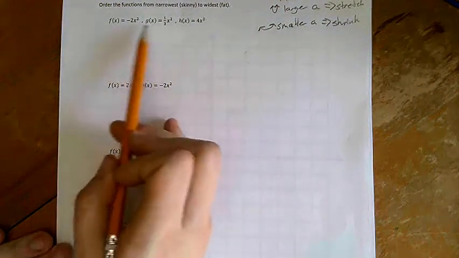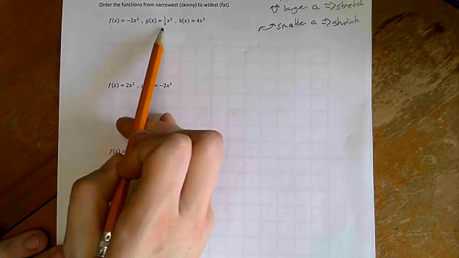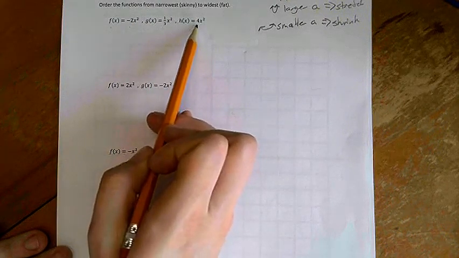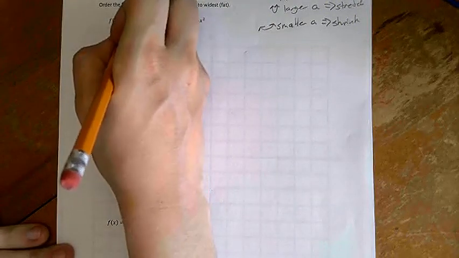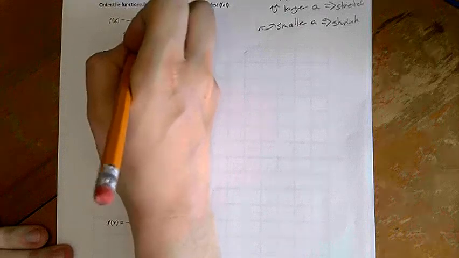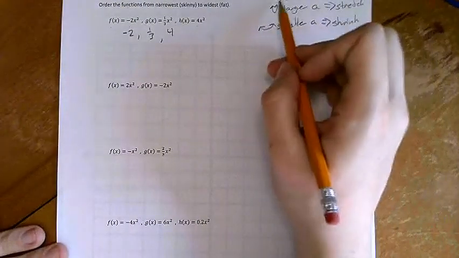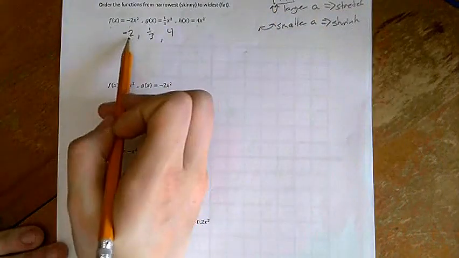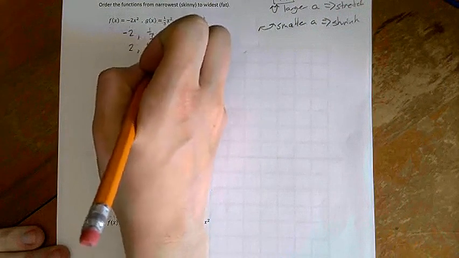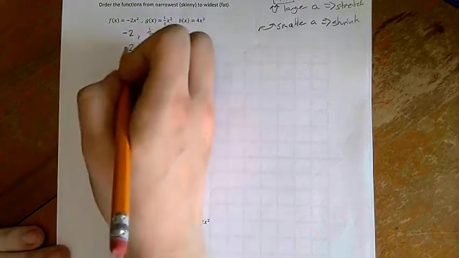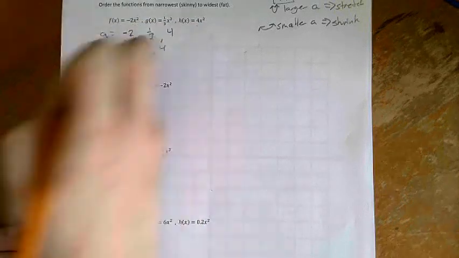With our first three here, we've got f of x equals negative 2x squared, 1/3 x squared, and 4x squared. So we're comparing all of those. Well, if we look at our a values, we have a negative 2, a 1/3, and a 4. Now we want the absolute value of a. So we're going to change this negative 2 into just a 2. And then all the others are positive. So this would be their a values, and this is their absolute a values.